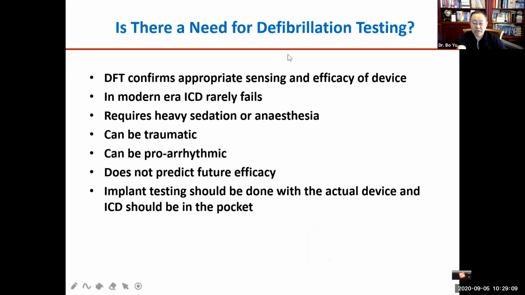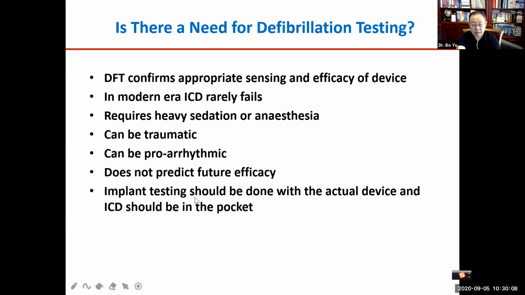Is there a need for defibrillation testing? DFT confirms appropriate sensing and efficacy of the device. Just like a pacemaker implantation, you need to check sensing and pacing. But in the modern era, the ICD usually has 40 joules maximum, so the failure risk is very low. So if you use high power ICDs, probably you don't need a DFT test. During the DFT test, you need to anesthetize the patients, and this DFT test may cause trauma or be proarrhythmic, especially for heart failure patients. And also the DFT does not predict the future efficacy of the ICD.